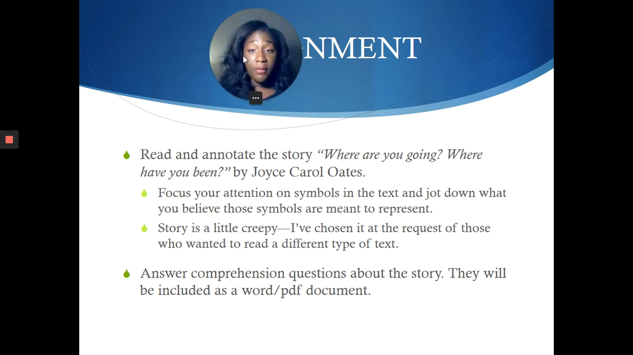There are some comprehension questions that I will include for this particular assignment. So I'll make sure you have those. They'll likely be in a Word or PDF document that I'll either email to you or link to you. I'm not really sure which option I'm going to choose just yet, but I'll make sure that they are clearly labeled.